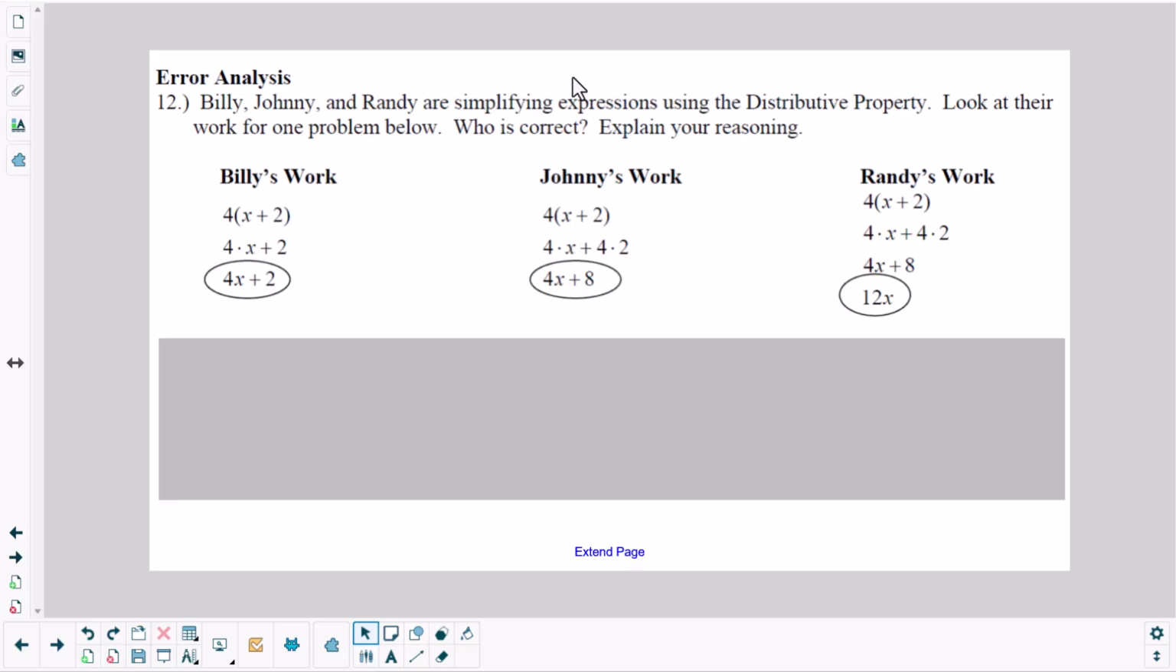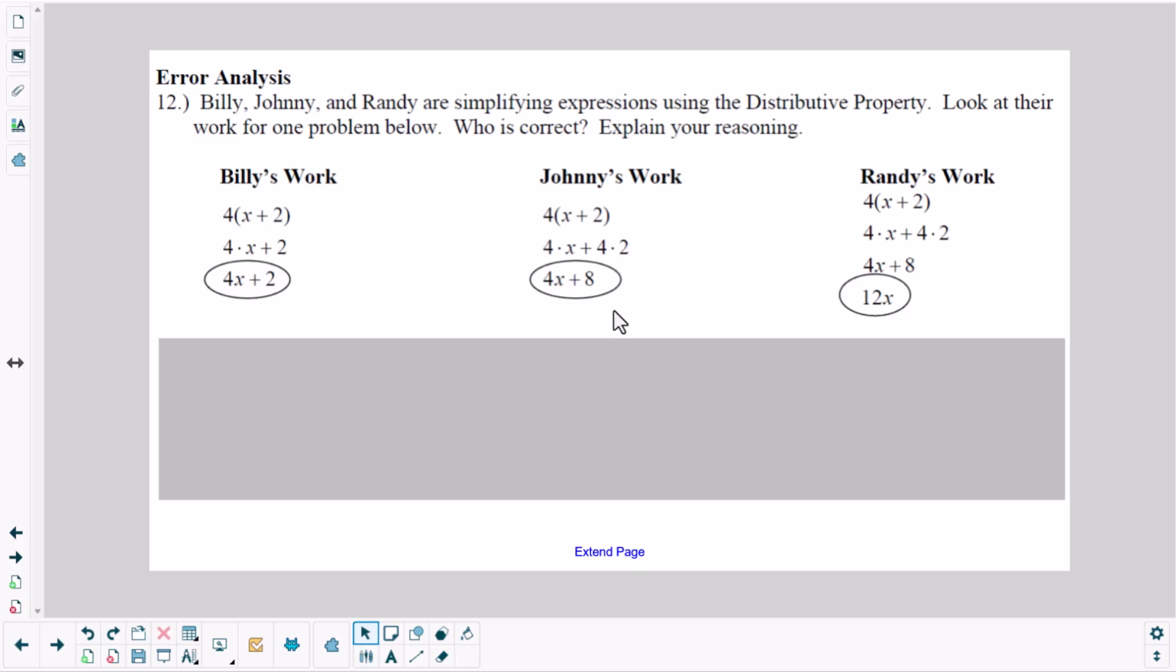Number 12 is an error analysis question, so let's read through the problem. Billy, Johnny, and Randy are simplifying expressions using the distributive property. Look at their work for one problem below. They all did the same problem. Who is correct? Explain your reasoning. Let's look through the work. As I look through the work, I notice that one person is correct. And I hope you are thinking the same person.